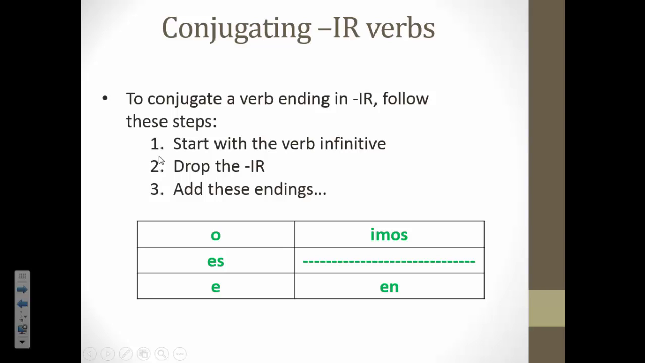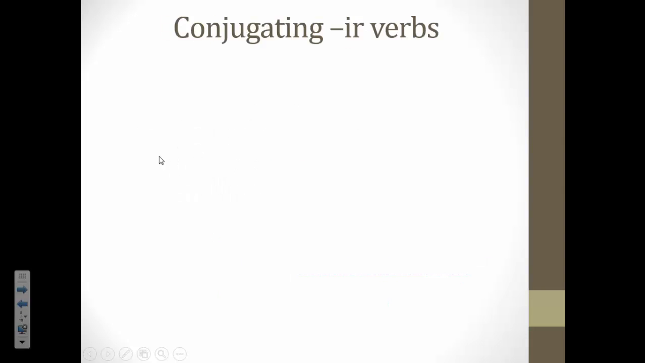So, for the yo form, you drop the IR, add O. Tú form, drop the IR, add ES. Ella, usted, drop the IR, add E. But notice for nosotros, instead of dropping the IR and adding EMOS, we add IMOS. So that's really the only difference between the ER and the IR verb. So don't forget, the nosotros forms of ER and IR verbs are going to be different, okay? Ellos, ellas, ustedes, notice you drop the IR and add EN.